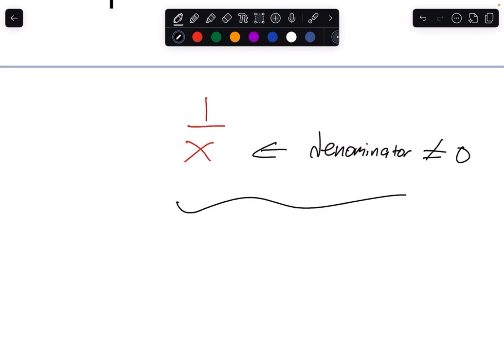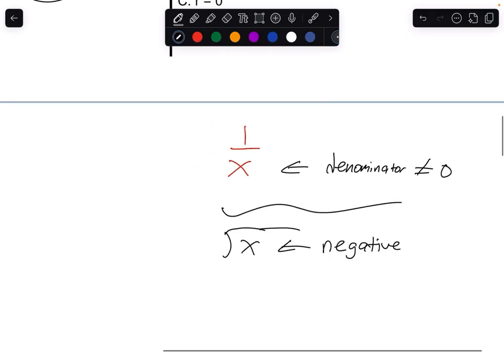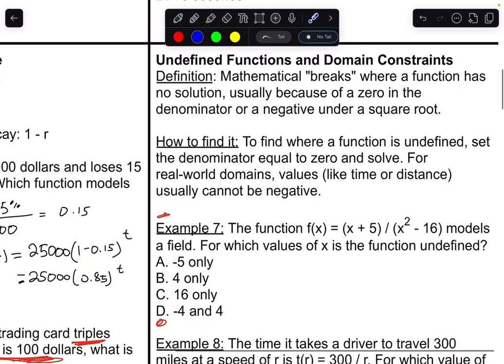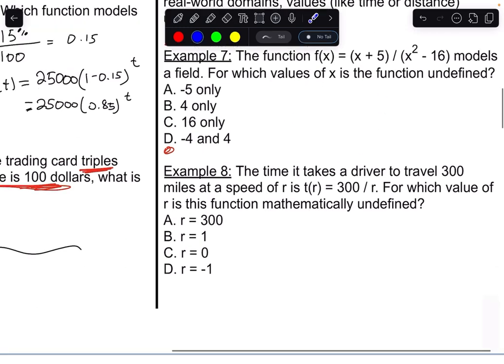Same idea for any square roots. You don't want the inside to work out to be some negative value. If you take the square root of some negative number, it is also undefined. It gives you an error in your calculator. Same idea here. We're asking, where are you undefined? So I want to avoid the places where your denominator is 0 or avoid the places where your square root is a negative.